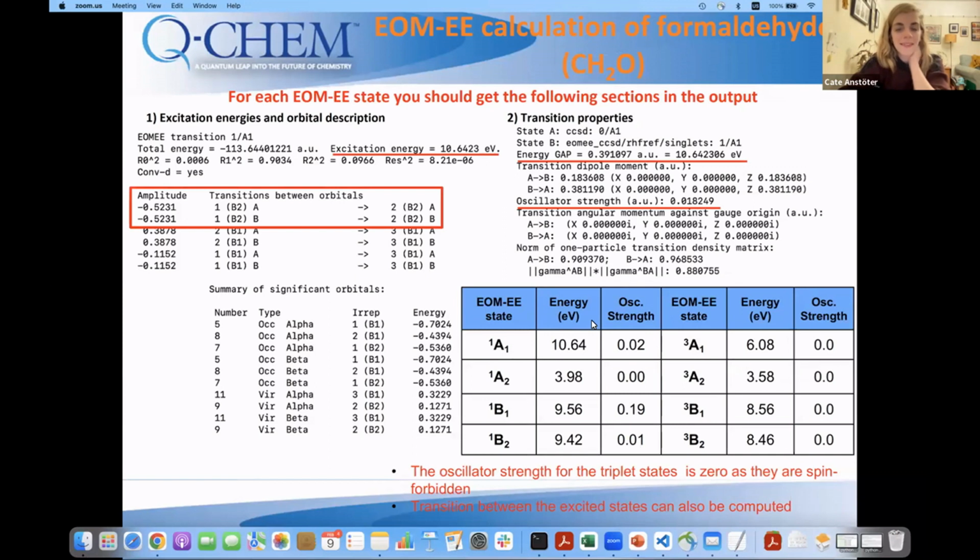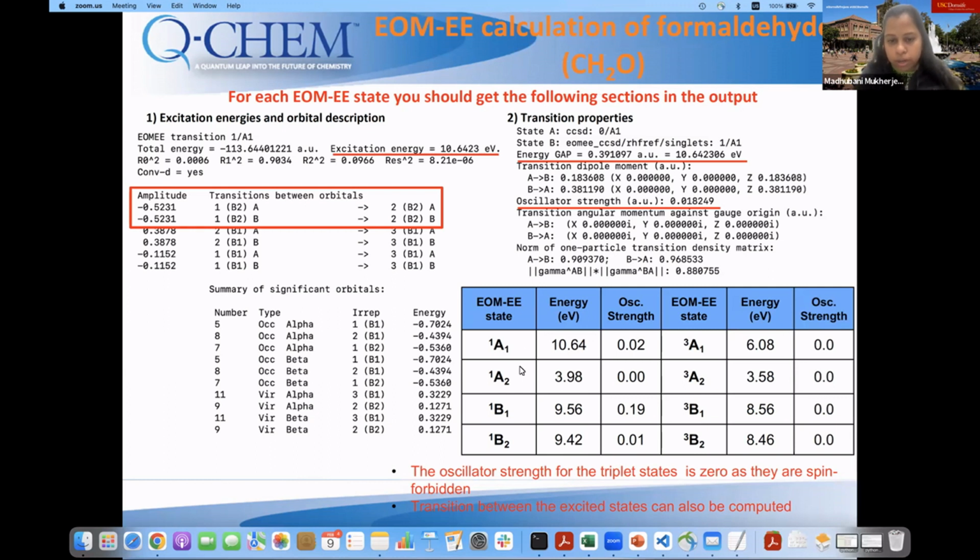Thank you. Okay, so in the EE exercise, we requested 4 states, 4 singlets and 4 triplets in all the 4 symmetry blocks. So in your output file, you will see this type of section for each of the excited states. Here, this is the excited state in the A1 block, and you can fetch the excitation energy from here. And these are the amplitudes which are involved in the transition. So these are the orbitals involved in the transition. And in the transition properties section, you can get the oscillator strength, which determines how bright a transition is.